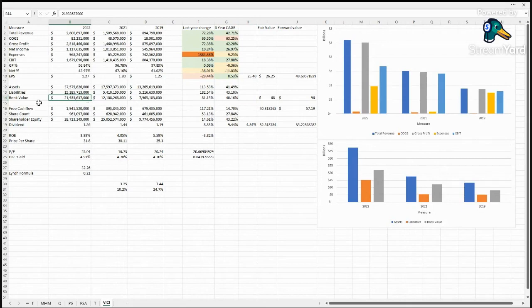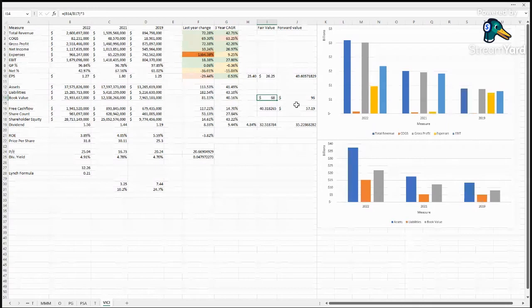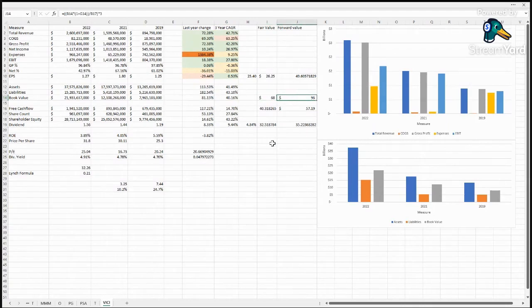Book value, we do see positive book values across the board on this company, growing very fast, as would be expected with the asset growth. And for that, we'd be looking at about $68 a share. And if they're able to continue at this pace, 96. So they're definitely strong on assets here. A little weak on earnings. Free cash flow, they're coming in with some good growth, especially this last year. And that puts them at a fair value of around $40, 57 if they can continue at this pace.